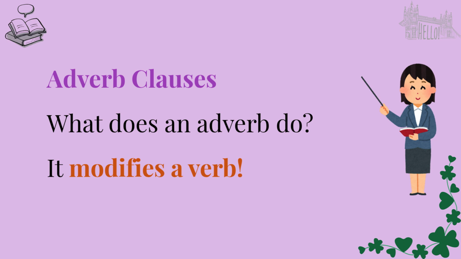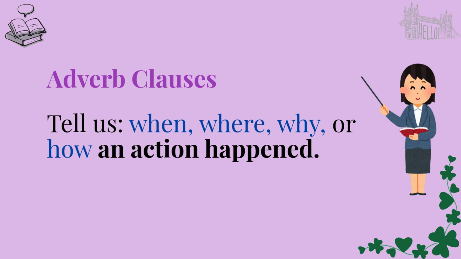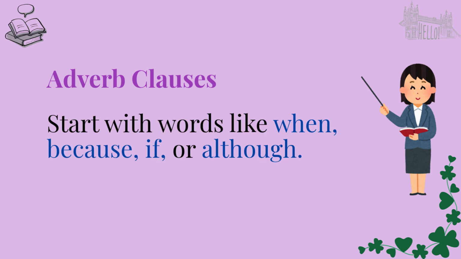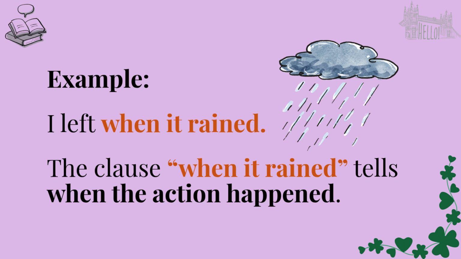Next, we have adverb clauses. What does an adverb do? It modifies a verb. This clause tells us when, where, why, or how an action happened. They usually start with words like when, because, if, or although. Here is a great example: I left when it rained. The clause, when it rained, tells us when the action of leaving happened.